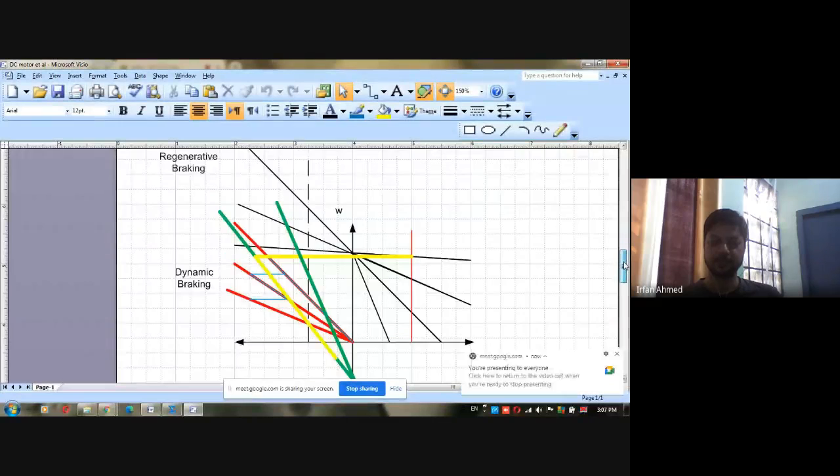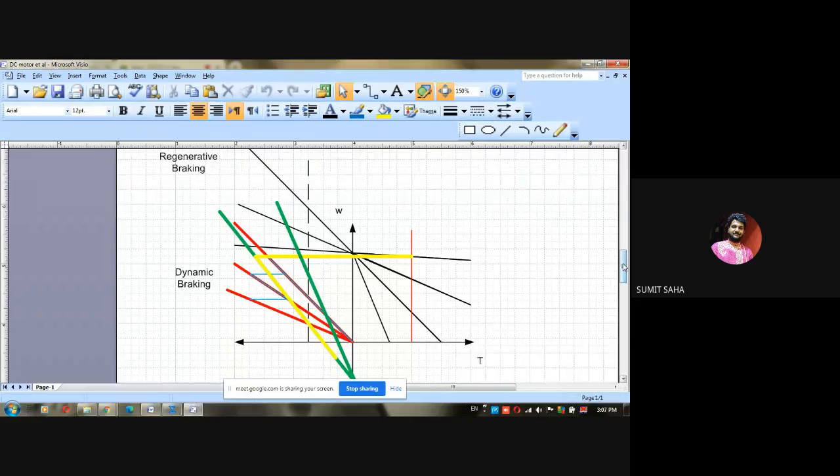Okay, so we were studying speed torque characteristics of DC shunt motors under braking conditions. You can see my screen. Yes. Yes, sir. Yes, remember, sir.